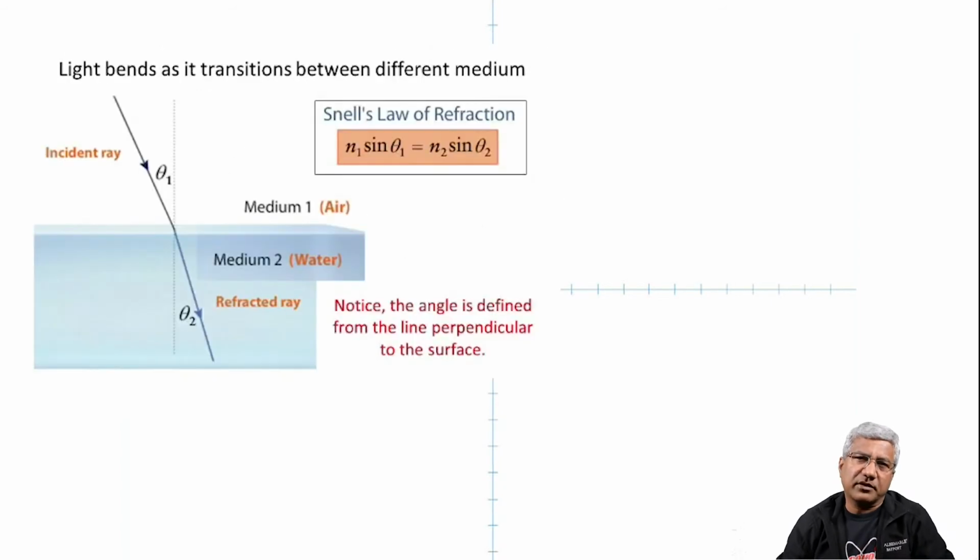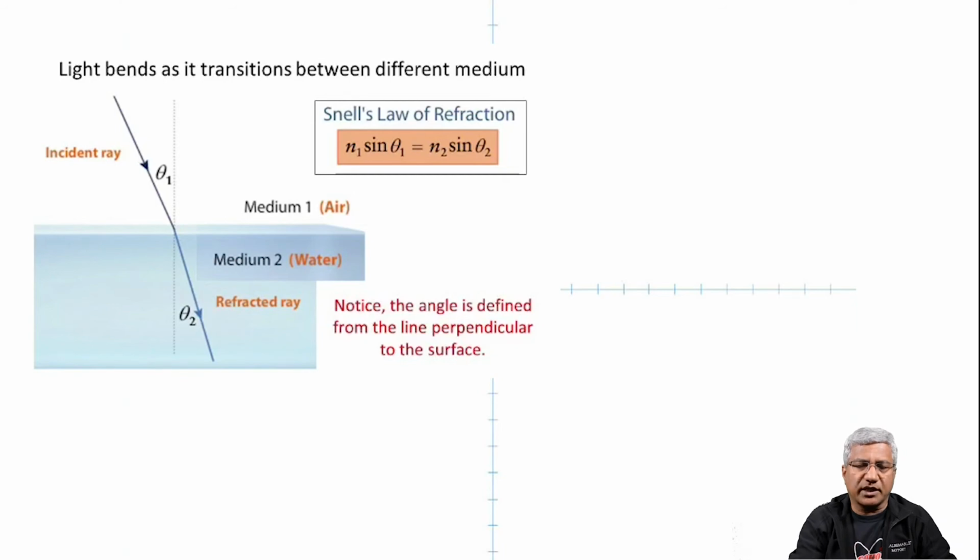All right, next topic, refraction. The law of refraction is called Snell's law. And according to Snell's law, n1 sine theta 1 is equal to n2 sine theta 2. n1 is the refractive index of medium 1, which is air in this case, and n2 is the refractive index of medium 2. Theta 1 is the angle of incidence in the first medium. Theta 2 is the angle of refraction in the second medium.